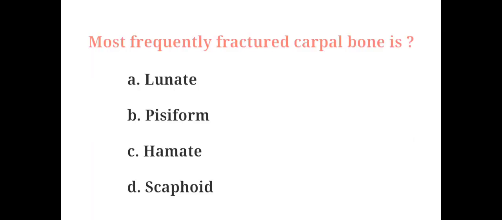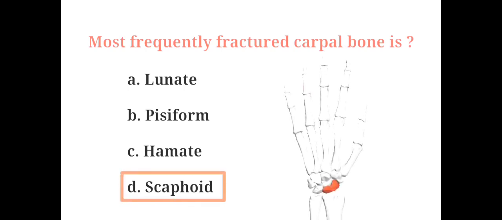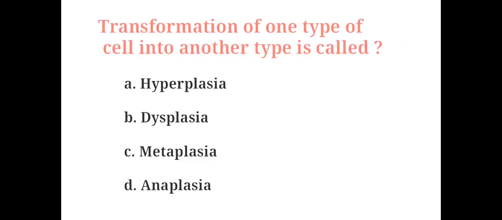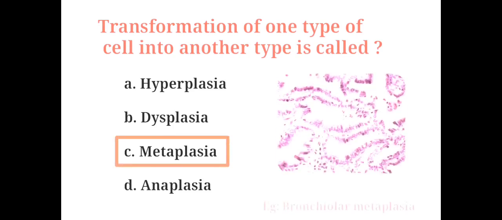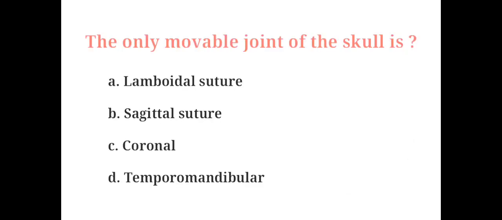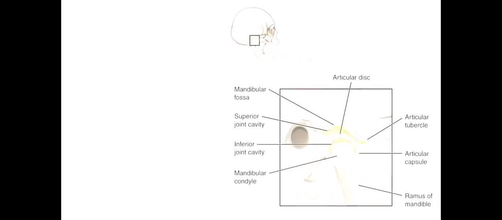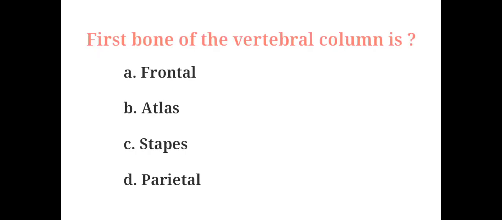Most frequently fractured carpal bone is. The correct answer is D. Scaphoid. Transformation of one type of cell into another type is called. The correct answer is C. Metaplasia. The only movable joint of the skull is. The correct answer is D. Temporomandibular. First bone of the vertebral column is. The correct answer is B. Atlas.